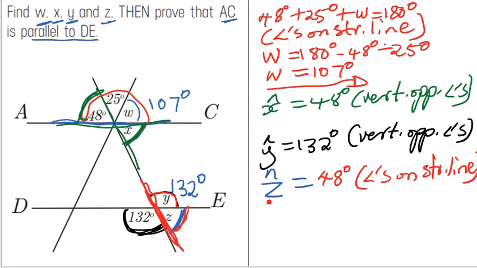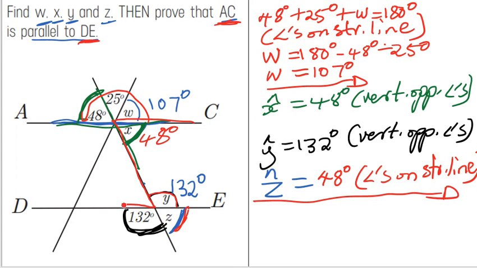Here it says we must also prove that AC is parallel to DE. Now let's check how we prove it. This one we said is 48 degrees. Now let us look at the Z shape, if it does work. The Z shape is like this, the one in red color. So this angle should be equal to that angle there.